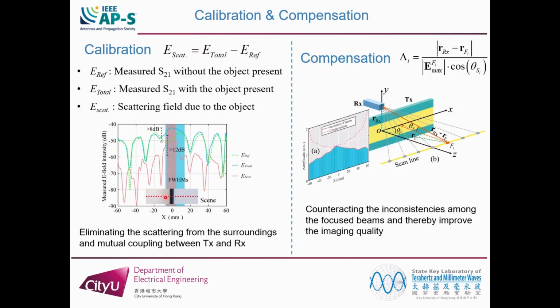A conducting rod, 10 mm diameter, 100 mm long, is measured for system calibration. A calibration procedure is carried out to eliminate the effects of scattering from the surroundings and mutual coupling. A compensation model is applied to the calibrated data to counteract the inconsistencies of the emitted beams.